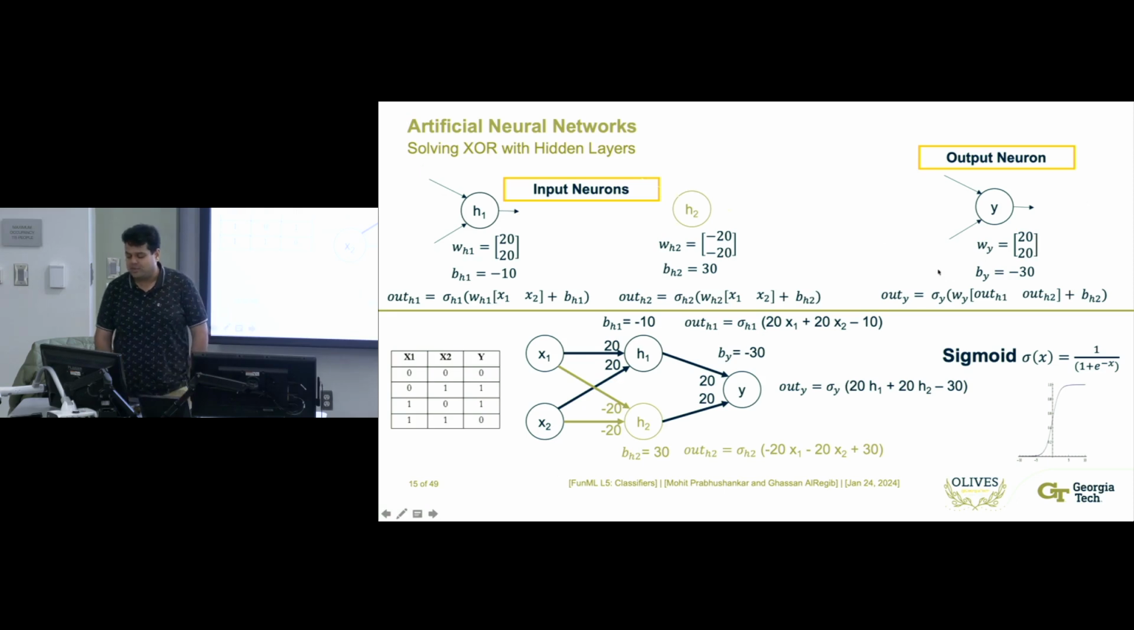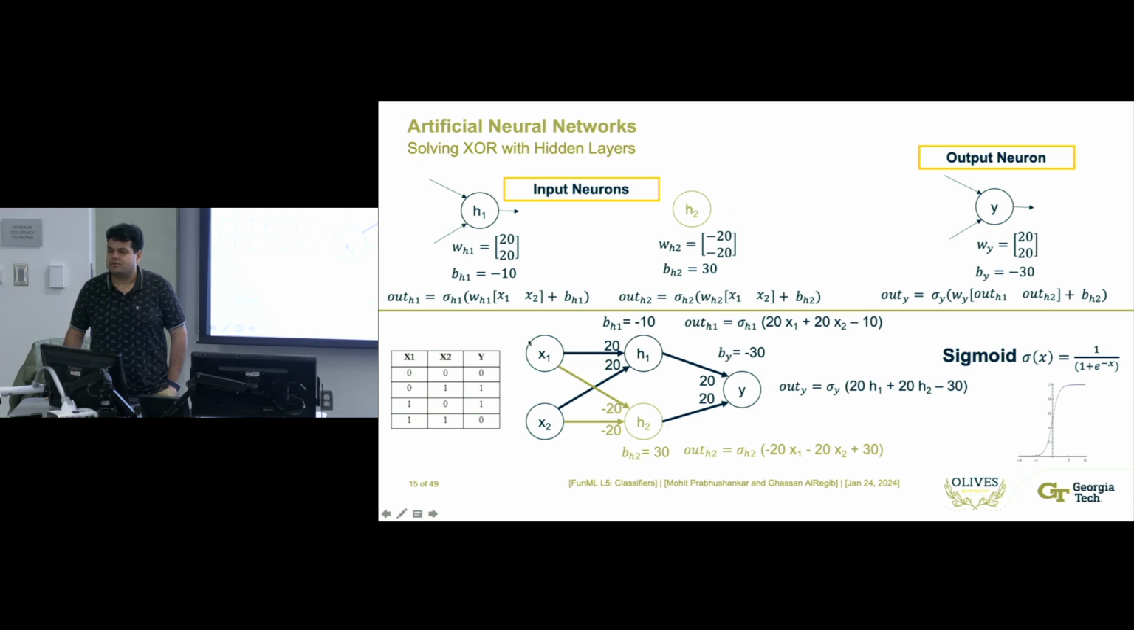And then I also have WY and BY, because at the end we have the output neuron as well, and that layer has its own weight functions. So it's going to be WY is 20, 20, and there's a bias of minus 30 attached to it, right? So yes, question?